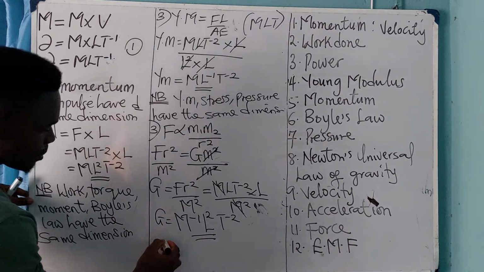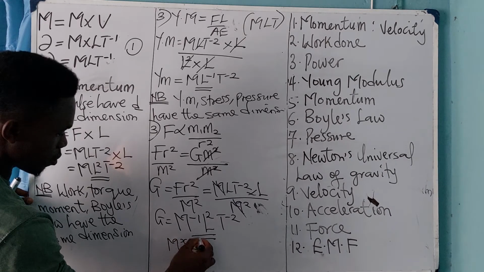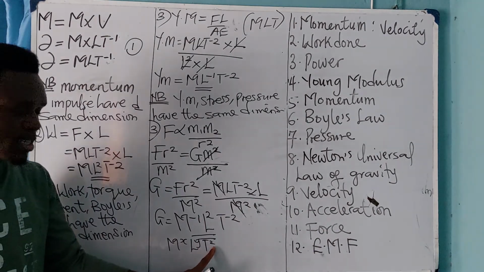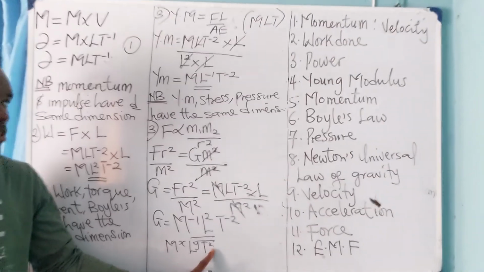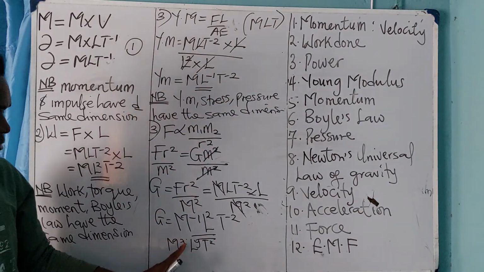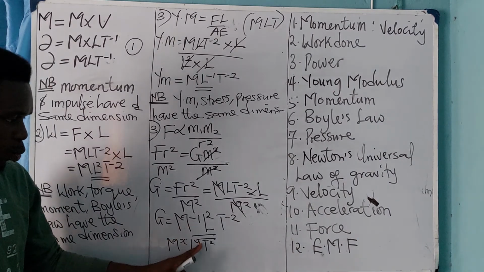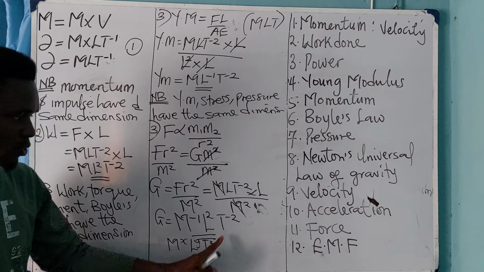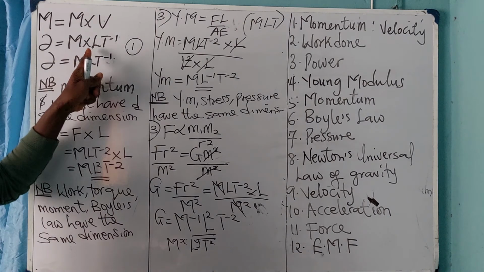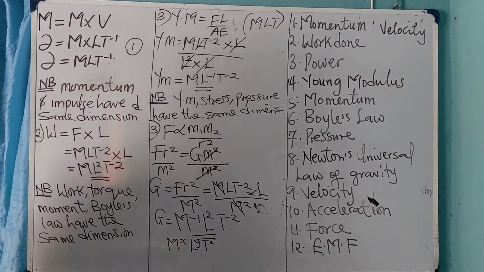Please take note, they brought this question. If, for example, somebody gives you M^x, L^y, and T^z, and they ask you for the value of x, y, and z in any fundamental quantity, so long as you've been able to get the final dimension, you can read it off. In this case, x is minus 1, y is 2, and z is minus 2. For momentum, x here is 1, y is 1, then z is minus 1. That is how it is.